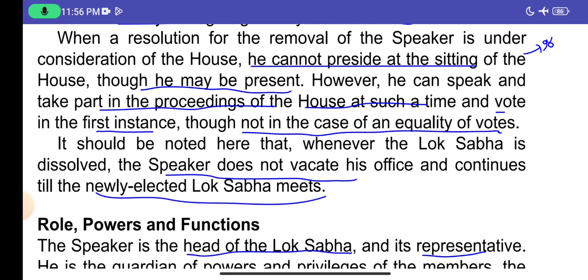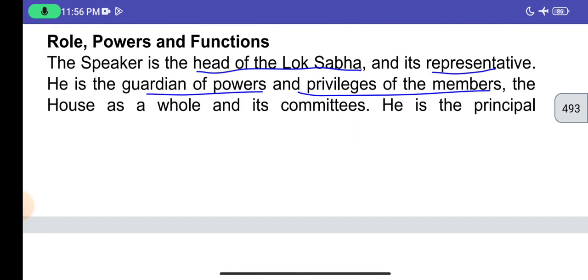It should be noted here that whenever the Lok Sabha is dissolved, the Speaker does not vacate his office and continues till the newly elected Lok Sabha meets. तो ये भी एक इम्पॉर्टेंट बात है कि स्पीकर लोकसभा डिसॉल्व होने के बाद भी रहते हैं जब तक ना नया लोकसभा बन जाए। Now, role, powers and functions.